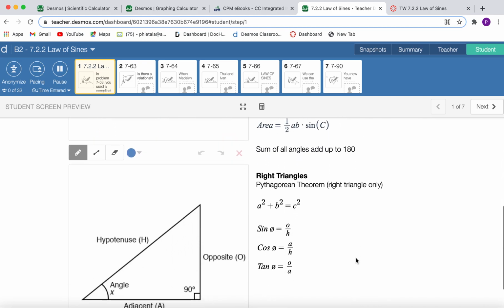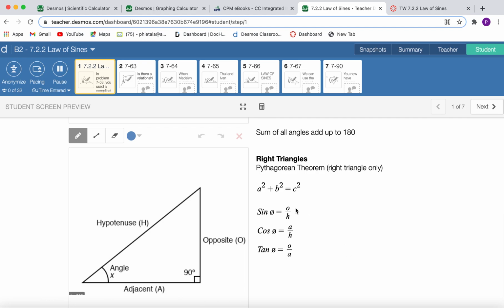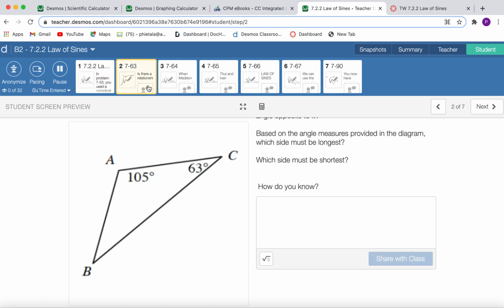And then I am going to keep putting these up there. The sum of all angles adds up to 180. And we can use our Pythagorean theorem as a tool. Okay, and our sine of theta equals opposite over hypotenuse. Cosine equals adjacent over hypotenuse. And tangent equals opposite over adjacent. So let's move on to 763.